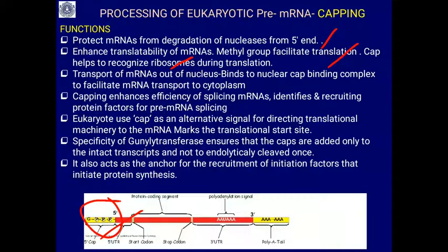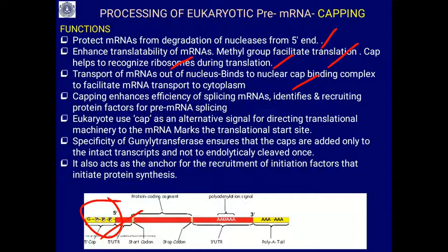The cap helps the ribosome to recognize the mRNA during translation. So the cap is required for translation. For transport of mRNA out of the nucleus, it binds the nuclear cap binding complex. So it also facilitates the transportation, because the transcribed mRNA has to be transported to the cytoplasm for translation.